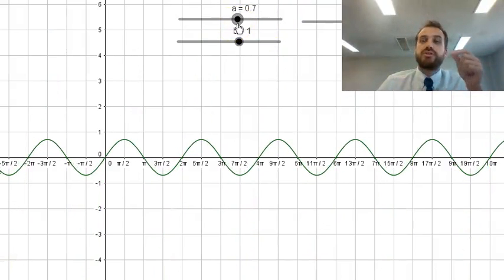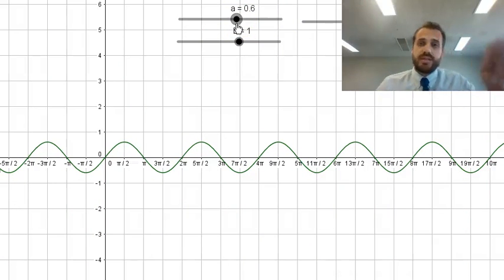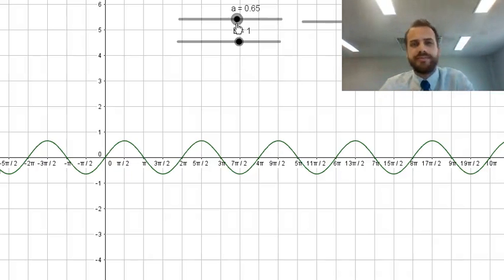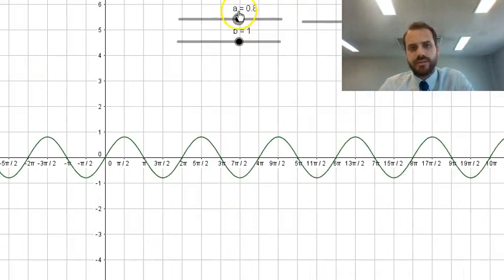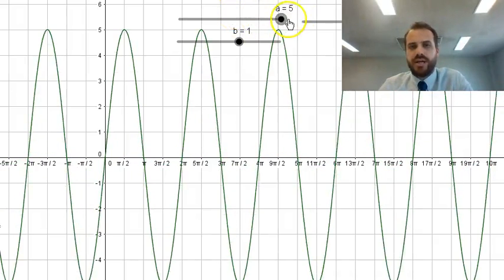Another way that periodic functions are used is in sound waves. Sound waves travel along like this. Loud noise, soft noise. Loud noise, soft noise.